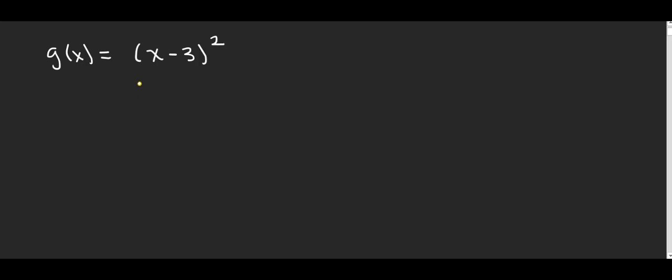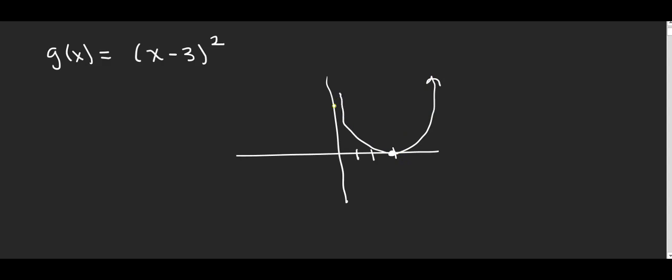So based on what we just did, can we sketch this function right here? Yes, this is a parabola that is going to look like x squared, but it's going to have a horizontal shift. It is going to move 3 to the right. So here's a vertex, and it's going to open upward. So it will look something like this. It's not the best graph, but you know what I mean.